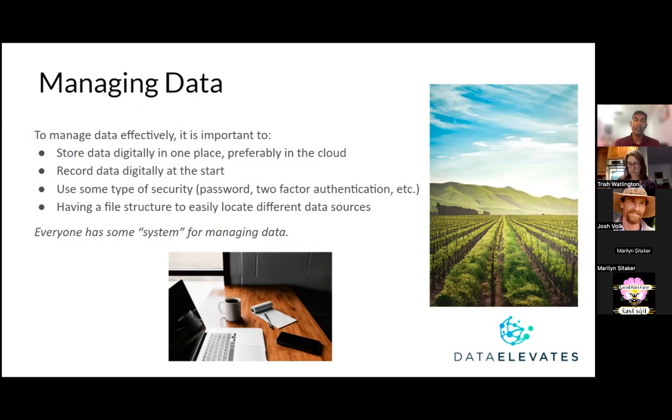So, recording data digitally at the start. I know this can be challenging, very often for farmers, because out in the field, out in farmers markets, out in different places, you're storing different types of data. If you're collecting that data, as a best practice, it is useful to record it initially, straight off digitally. And the reason for that is just from our own experiences.